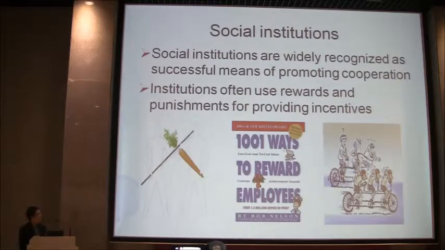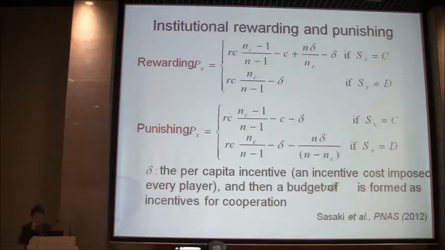Recently, social institutions have been widely recognized as a successful means of promoting cooperation. As you know, institutions often use rewards and punishment to provide incentives, and institutional sanctioning in particular is very widespread in human society. But to my knowledge, only a few theoretical studies have thus far focused on the effects of institutional incentives on the evolution of cooperation. In particular, my colleagues Tatsuya Sasaki and others, including Dieckmann, Brännström, and Ulf, recently proposed a new scheme for institutional rewarding and punishing, as was discussed in the previous talk.